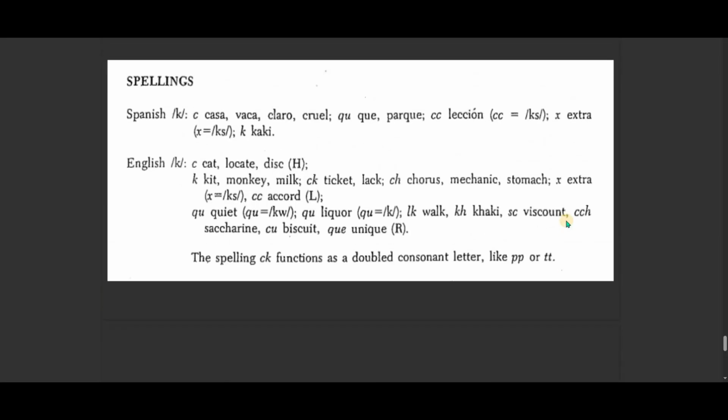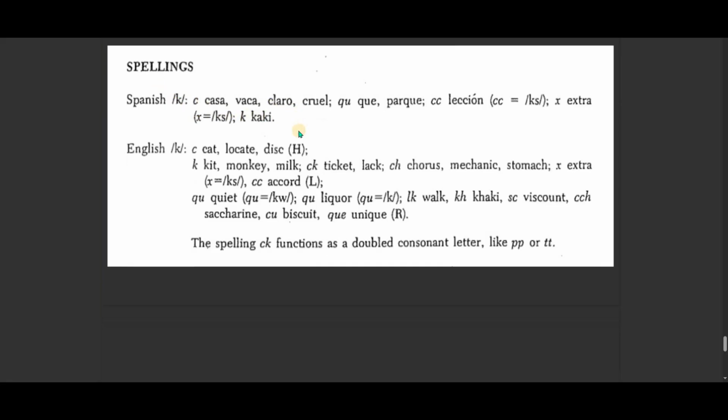In regards to the frequency of use of the spellings for the K sound, we can tell that the Spanish K sound, like casa, vaca, claro, and cruel; QU like in que, parque; double C like in lección; and X like in extra; and K for khaki, they all have the same frequency of use because there is only one allophone.